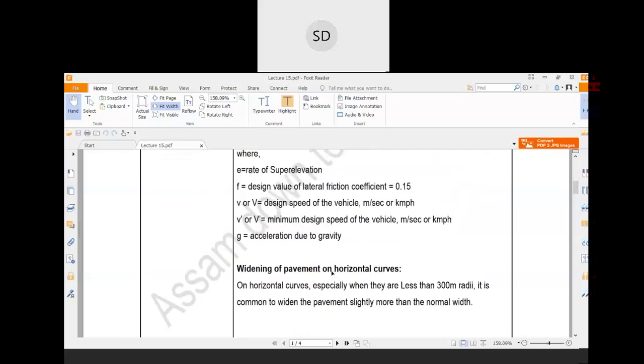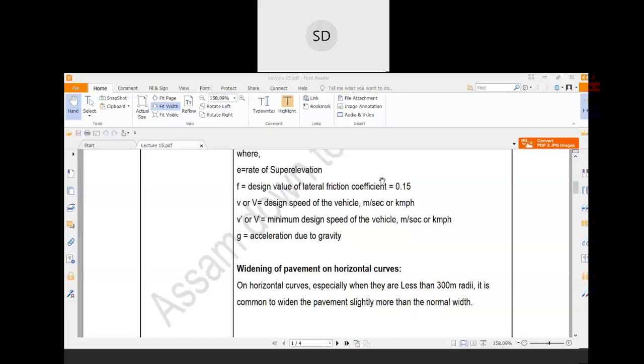Now, another important parameter is widening of the pavement. See, in the horizontal curve, in the mixed traffic condition, what happens? There are different types of vehicles moving on the road, and their speed profiles are also different. Some vehicles have a lower speed, and some have a much higher speed. So as a transportation engineer, we need to provide safety for all the users, for all types of users.